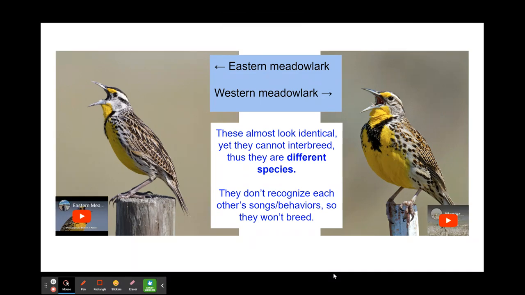Here's another example. These two are different species. Don't they look alike though? They almost look identical, but these two will not breed with one another because they don't recognize each other as being part of the same species. These species use bird songs during their mating season to lure a female to mate. Each species of meadowlark has a unique song, and because of this, the females only recognize males who have a particular song that matches that of their species. So I'm going to play it, and I want you to see if you can pick out the differences between the two songs.